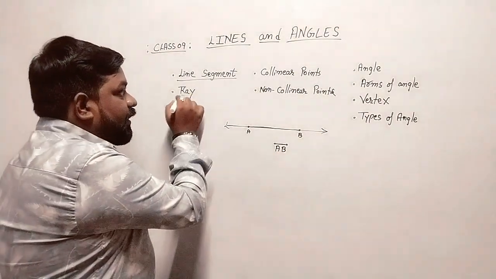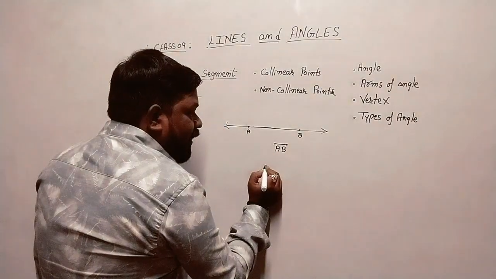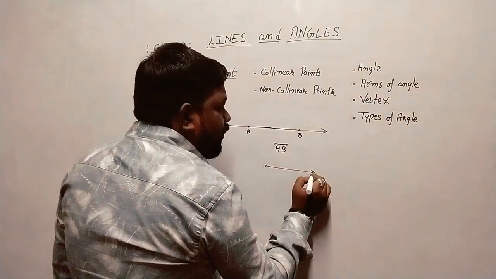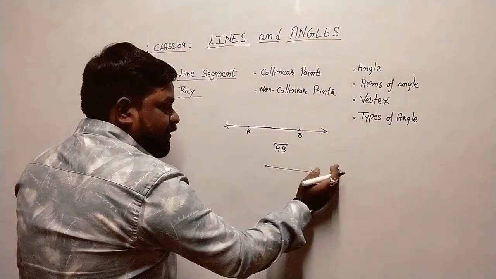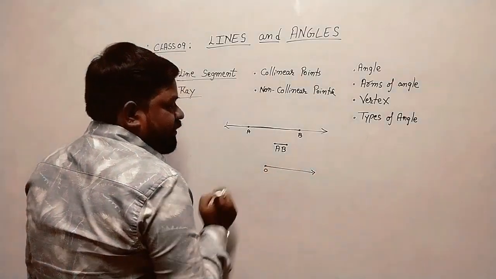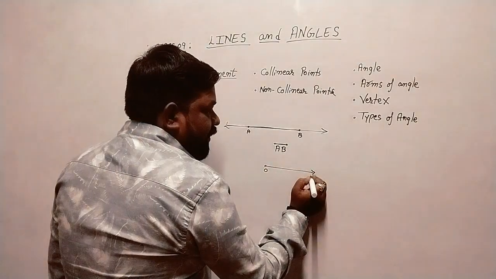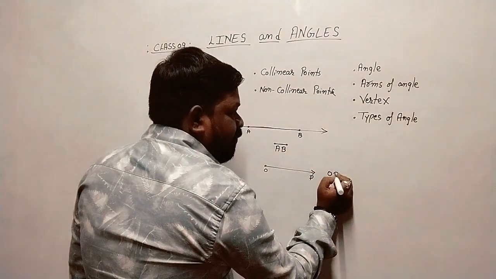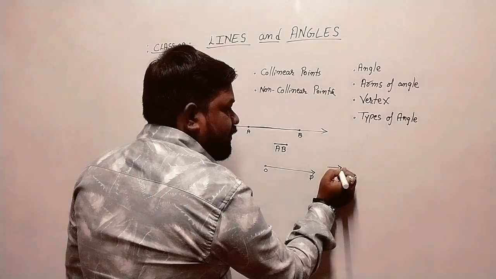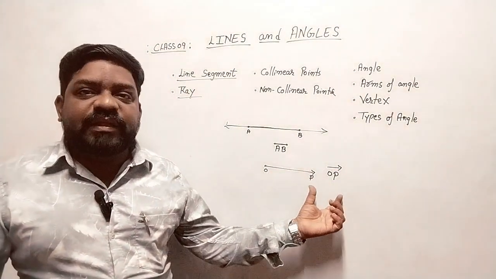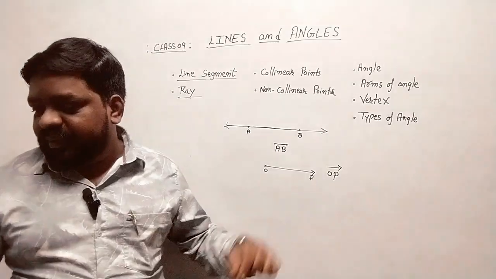Next, a ray has a starting point and it has no end point, and it is unidirectional. I will take this point as O and name another point P here. Then we denote OP, and if we mark the arrow symbol above it, it means that OP is a ray.